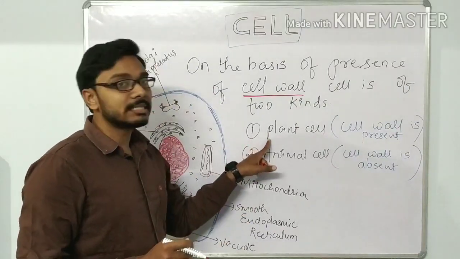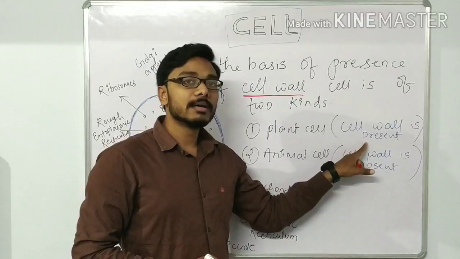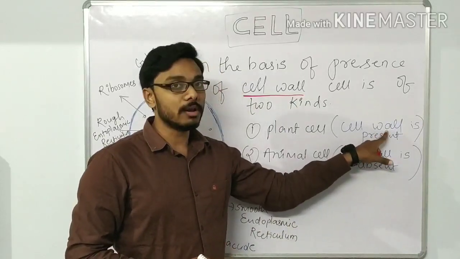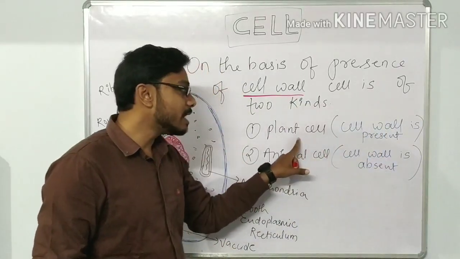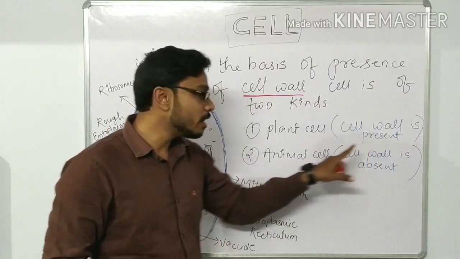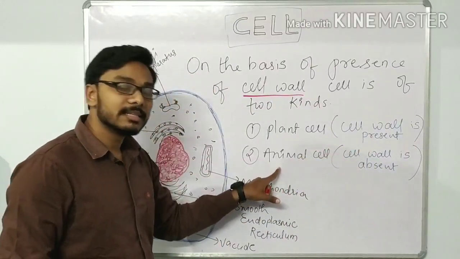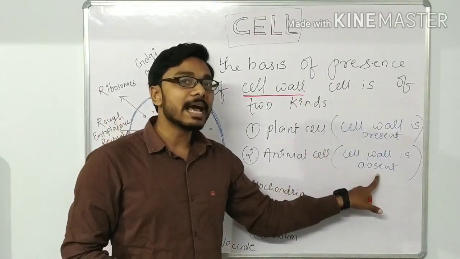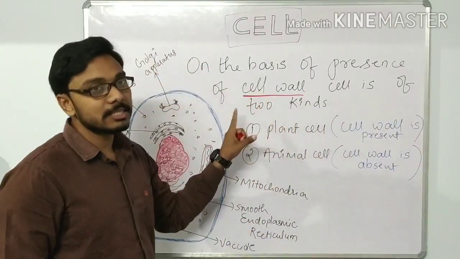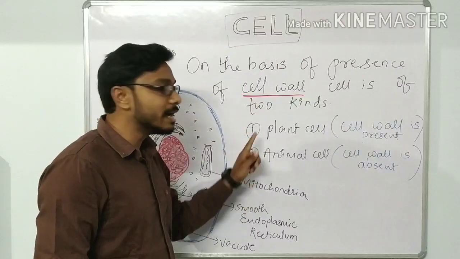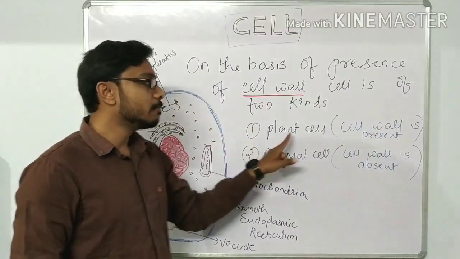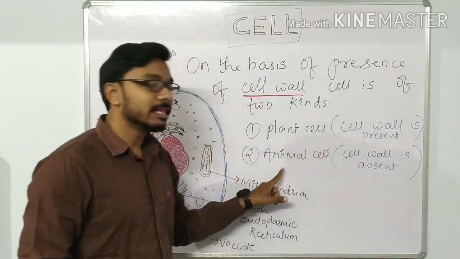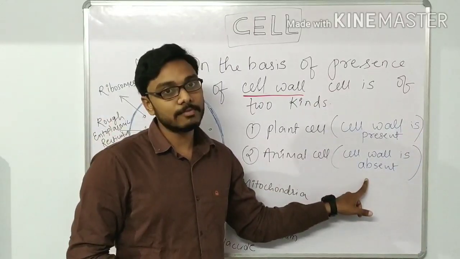So in plants, the plant cell is surrounded with a cell wall, and in animals there is an absence of cell wall, or we can say the cell wall is absent. So on the basis of presence of cell wall, it is of two kinds, plant cell and animal cell. Plant cell has a cell wall, while the animal cells do not have a cell wall.